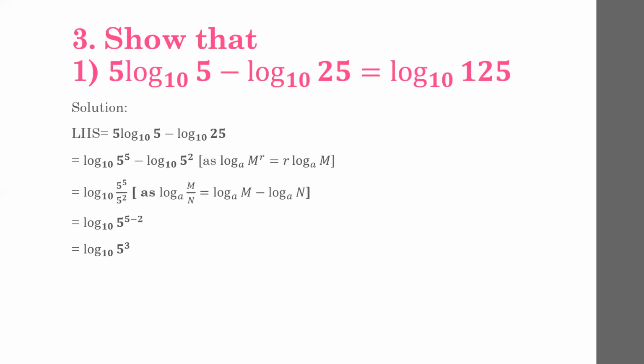And we know the value of 5 cube is 125. So log 10 base 5 cube will equal log 10 base 125, which is our right hand side. So we got left hand side equals right hand side. That is, 5 log 10 base 5 minus log 10 base 25 equals log 10 base 125. Giving you a few seconds to recheck.